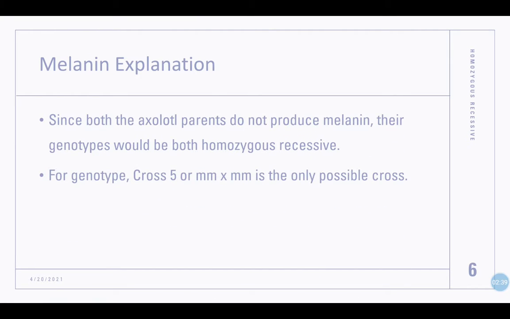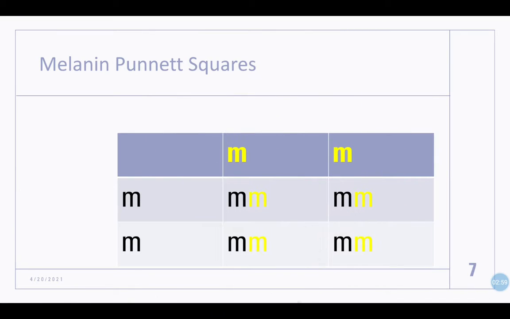So for melanin explanations, since both the axolotl parents do not produce melanin, their genotypes would have to be both homozygous recessive. For genotype, cross 5 or MM times MM is the only possible cross. Here you can see parent 1 and parent 2, both have 100% recessive trait, so that explains why the offspring do not produce any melanin as well.